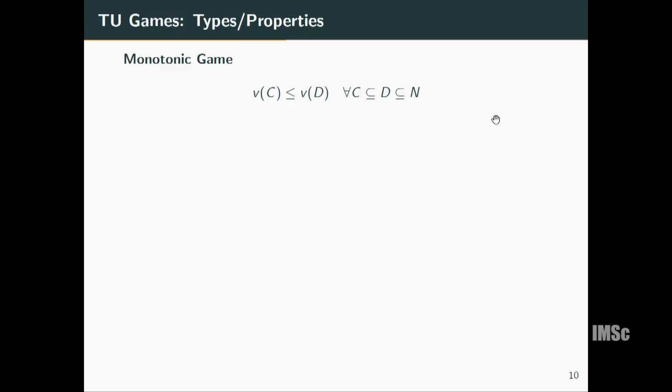So earlier was the monotone game, right? So V(C) is less than or equal to V(D) for all C subset of D. The super additive game basically says that for any disjoint sets C and D, V(C union D) should be greater than or equal to V(C) plus V(D). Okay, intuitively what does it mean?